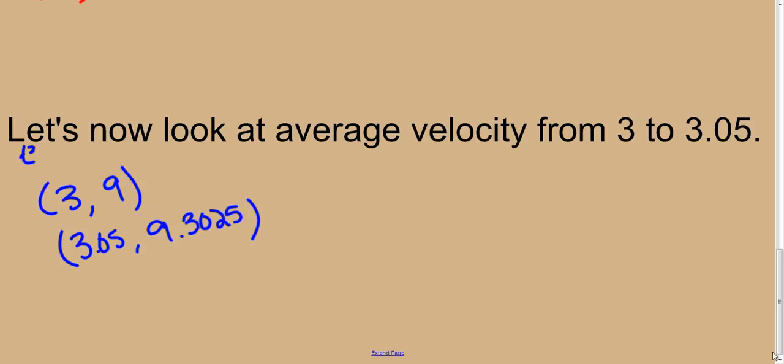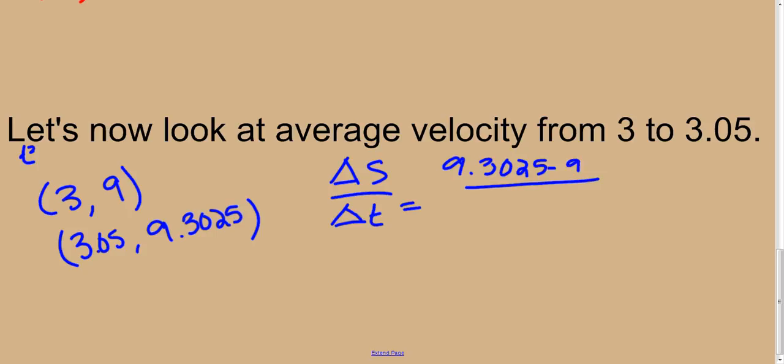If my function were 2t, I would multiply your x value by 2. If my function were t to the 5th minus 1, I would take my x value to the 5th power, then subtract 1 to get my y value. But that's all that's happening. Again, I'm really doing change in position over change in time, which is really nothing more than doing slope. So 9.3025 minus 9 over 3.05 minus 3. When you simplify that, you get 6.05.